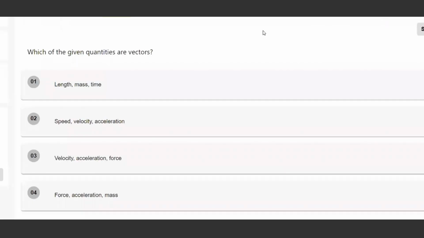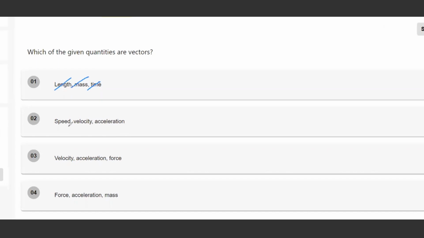We have covered the theory for this topic. Let's have a look at a past paper question. This question is asking you to choose the answer with vector quantities. Let's look at the first answer they have given: length, mass, and time. With either of these, does it make sense to say a direction? No, right? So length, mass, time, none of these are vector quantities.